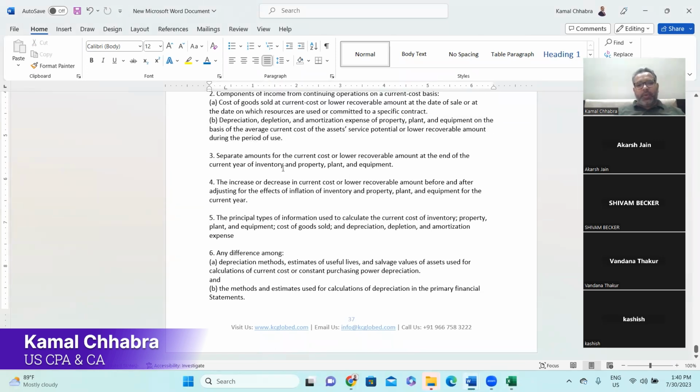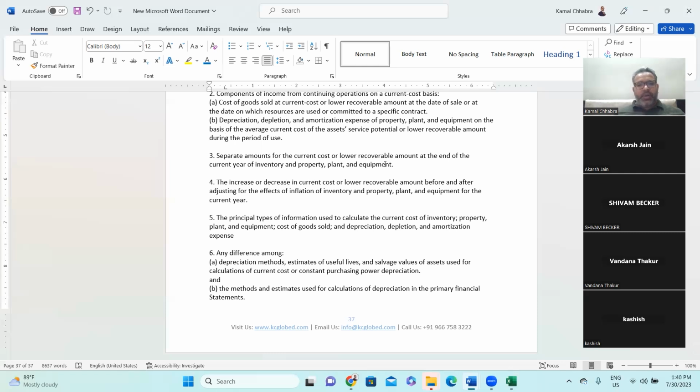Third is a separate amount for current cost or lower recoverable amount at the end of the current year for inventory or property, plant and equipment. So a separate amount of current cost or lower of NRV.